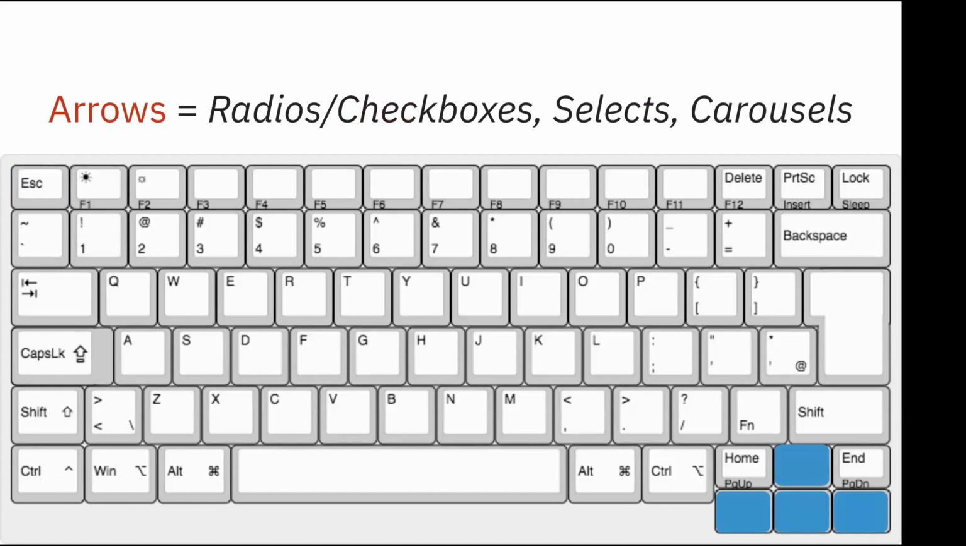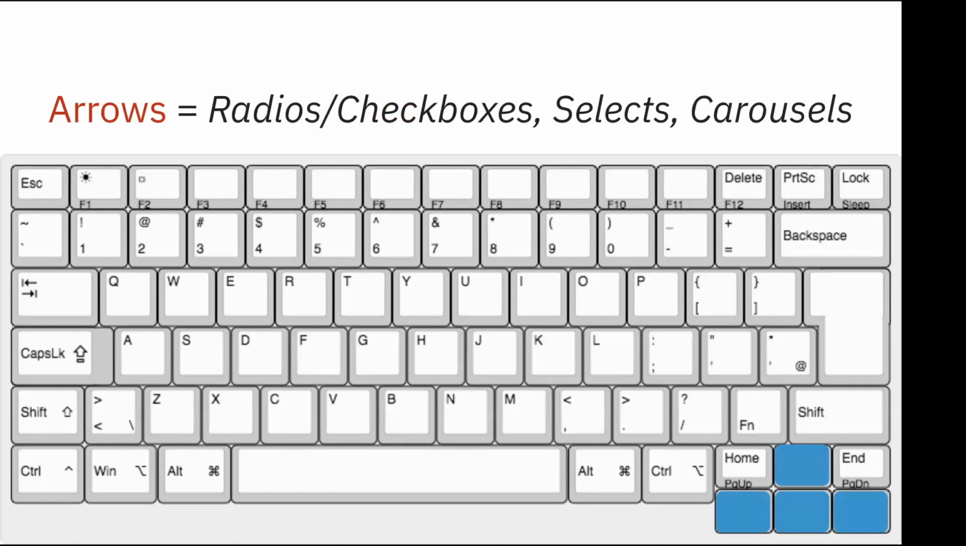Arrow keys are going to be very important for things like radios, checkboxes, select elements, and carousels, for example. If you can't seem to interact with it via the tab key, try using the arrow keys, because sometimes I know it can be confusing to some users.